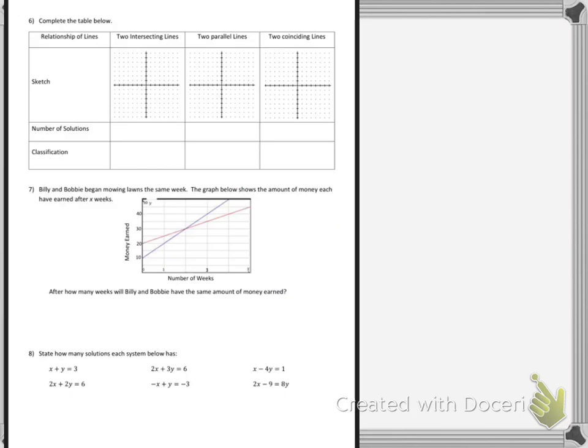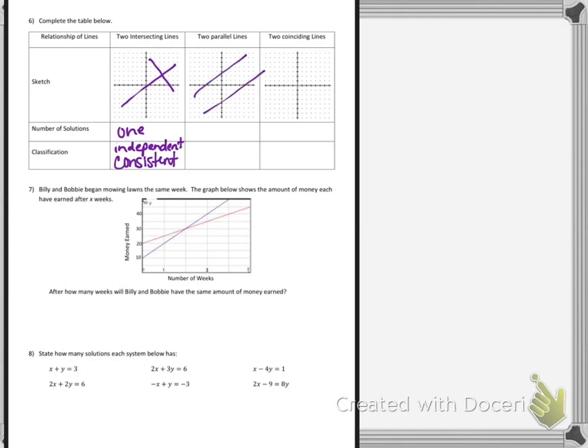All right, on the back here, you need to make sure you can complete this table. So we have intersecting lines, which are just lines that cross. They have one solution. There are two lines that are independent of each other. And there is one solution, so that is consistent.